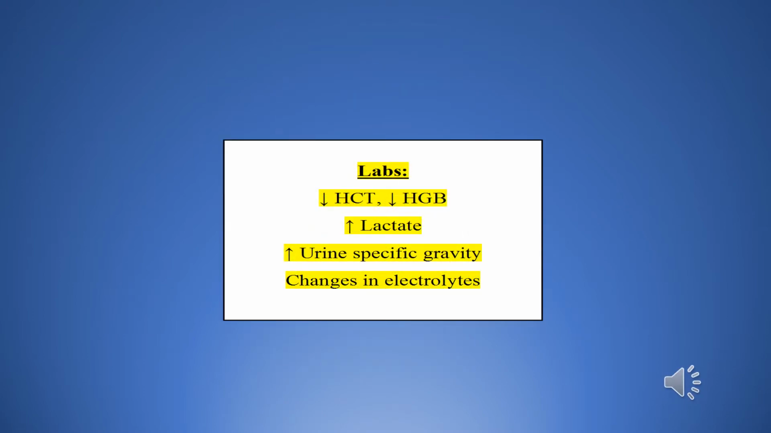Let's also discuss labs involved with hypovolemic shock. There would be a decrease in hematocrit, a decrease in hemoglobin, an increase in lactate, an increase in urine-specific gravity, and an overall change in the client's electrolytes.